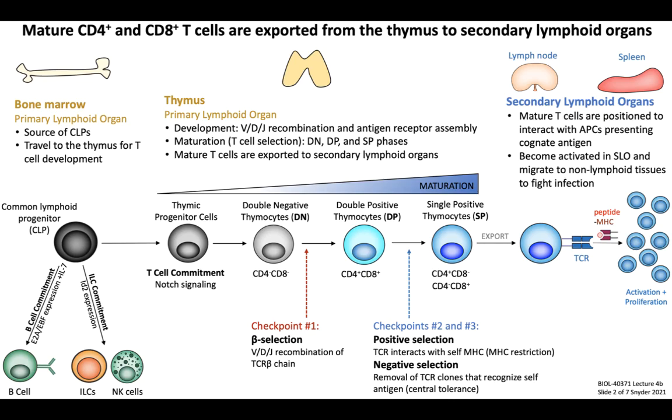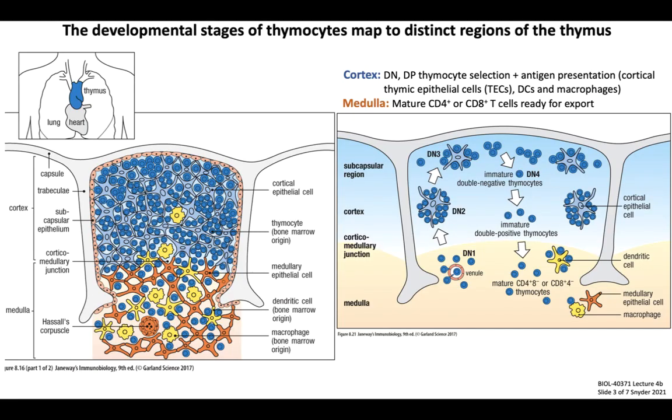Now with this slide, we've established some basic properties of canonical T cell development and how this process takes CLPs from the bone marrow and eventually makes T cells in secondary lymphoid organs that are capable of fighting infections. Next, let's learn a little bit more about how the developmental stages of thymocytes correspond to subanatomical locations within the thymus.